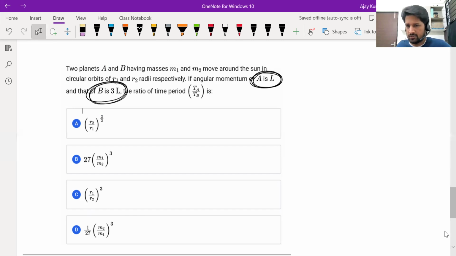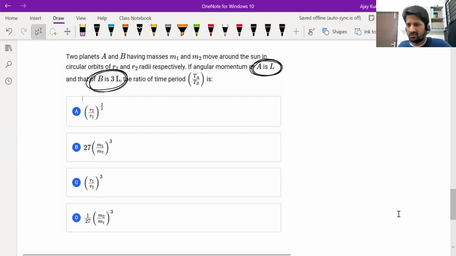So if you know how to express angular momentum of a particle, and if you know how time period is related to radius, you can solve this problem. Recollect those things and solve the problem carefully, all of you. I'll give you all 3 minutes. Type your answers in chat.